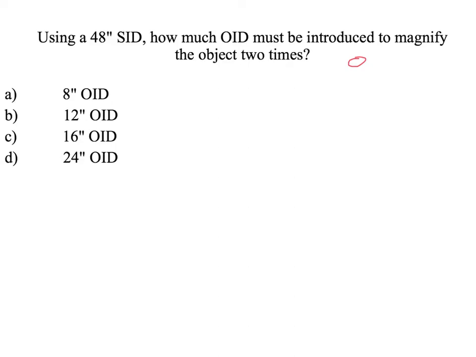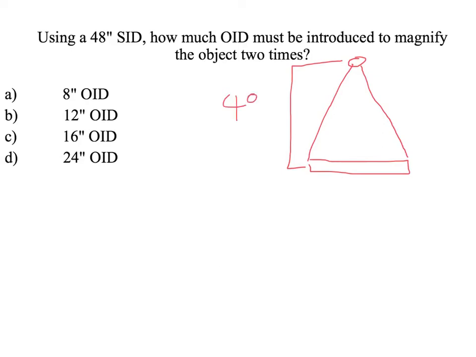Pretend this is my radiation source, and what am I drawing coming from the radiation source? It's divergence, right? And this is going to be my image receptor down here, right? And they're saying that I have a 48-inch SID, right? And it's asking me, as I change where my object lies in this field, how much am I going to have to change it to magnify the object 2 times, right?